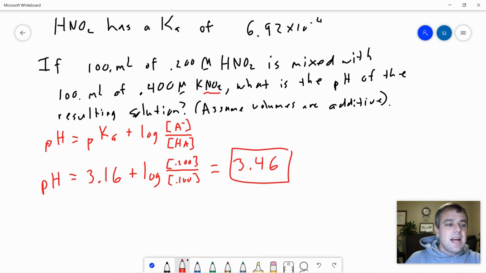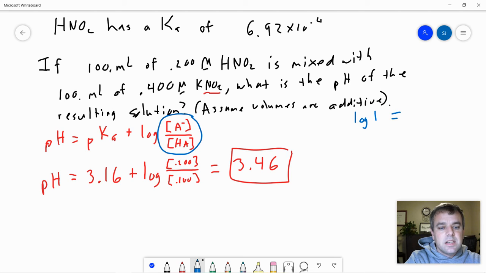Well, if our acid and base concentrations were equal, then the numerator and denominator in our fraction would be the same. So the fraction would be equal to 1. And something you should remember is that the log of 1 equals 0. We're talking, of course, about base 10 logarithms. So in that case, the pH equals the pKa when you have equal amounts of weak acid and conjugate base.